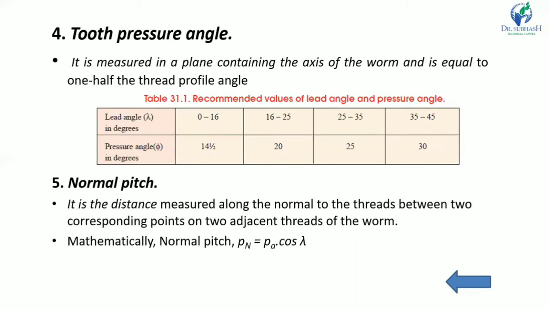Now normal pitch Pn. It is the distance measured along the normal to the threads between two corresponding points on two adjacent threads of the worm. So mathematically this normal pitch Pn is equal to Pa into cos lambda.